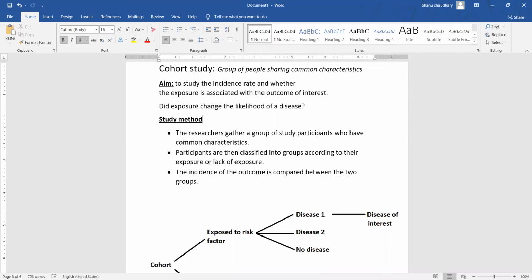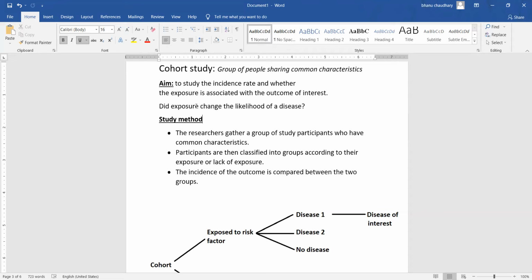So all the individuals which have a common characteristic, or the characteristic of your interest. For example, you want to discuss all the patients who have a smoking history. So these are the cohort, or individuals with an age of 18 to 70. This is a cohort. So all the individuals which have a common characteristic of your interest is a cohort.